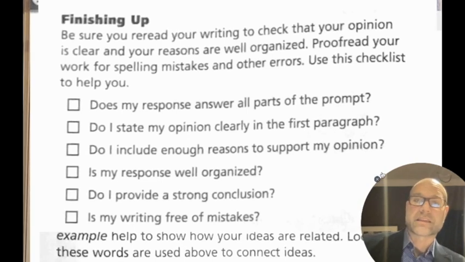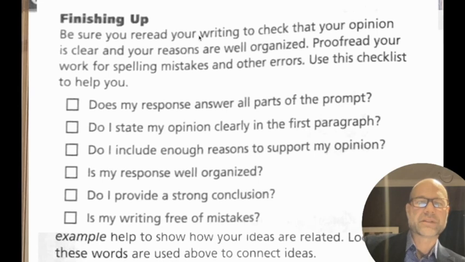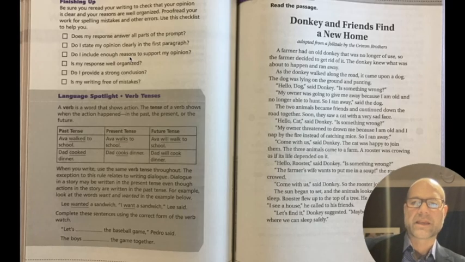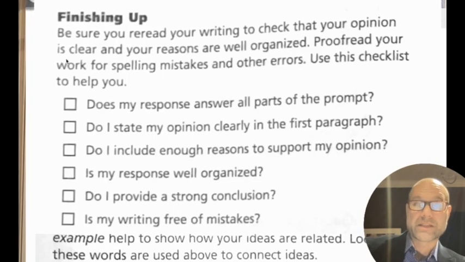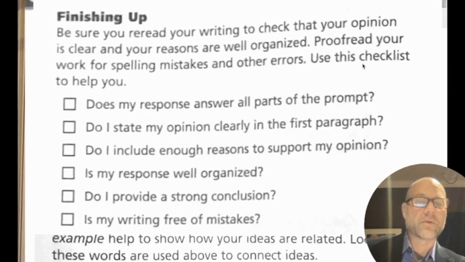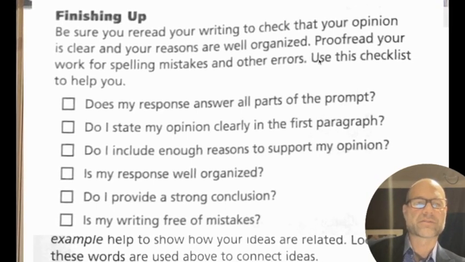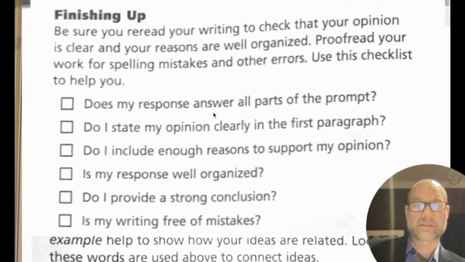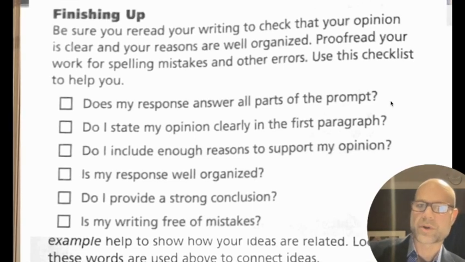And then lastly, before turning in your answer, you want to be sure to reread your writing to check that your opinion is clear. Check that your opinion is clear and your reasons are well organized. Proofread your work for spelling mistakes and other errors. Use this checklist to help you. Does my response answer all the parts of the prompt? Because some prompts have more than one part.